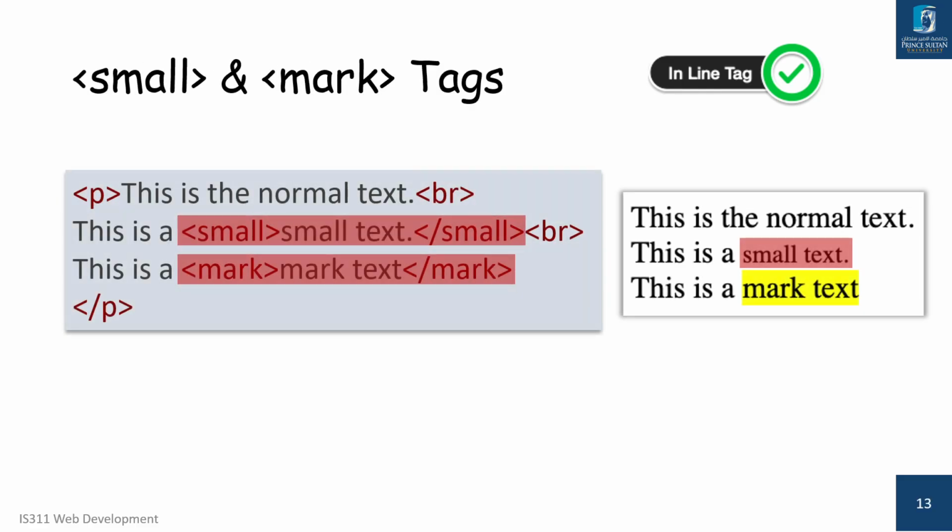Then we have a small and mark. Small means that if you look at this output here, you can see that it is a small text. Compared to the other text, this becomes a smaller text. And if you say mark, mark means it will highlight that specific part of the page.